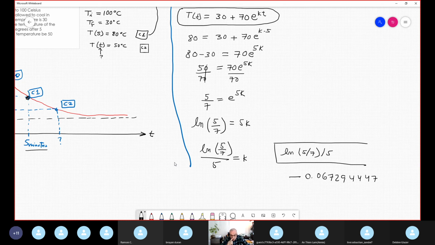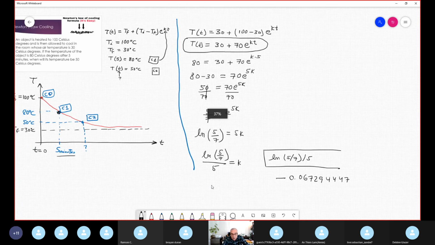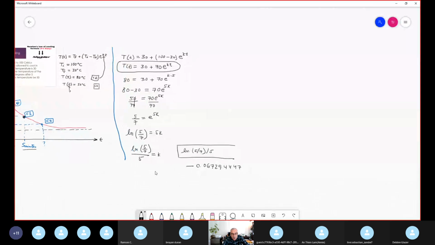Okay, so in order to keep the accuracy of the problem, I store this answer in the memory, right? I press the STO key. I select the memory A again. Here I press enter. So I save this answer inside my calculator because I use it in the second part of the problem. In the second part of the problem, I come back again to the formula.